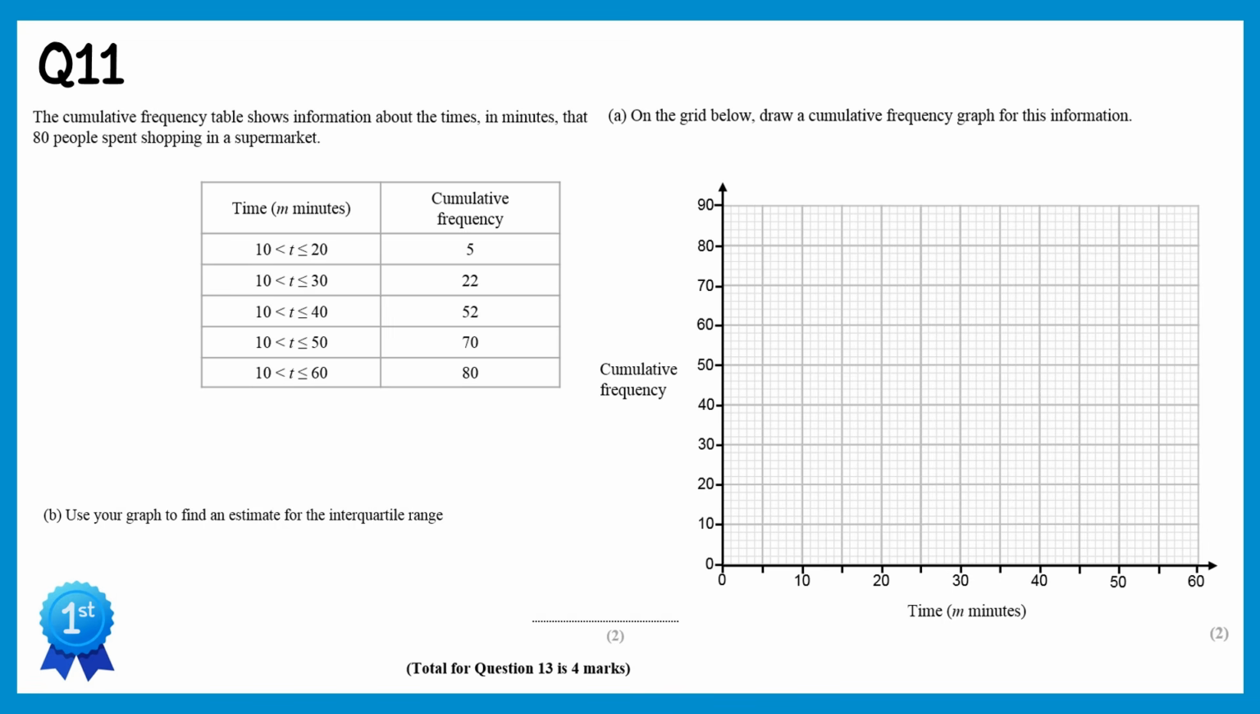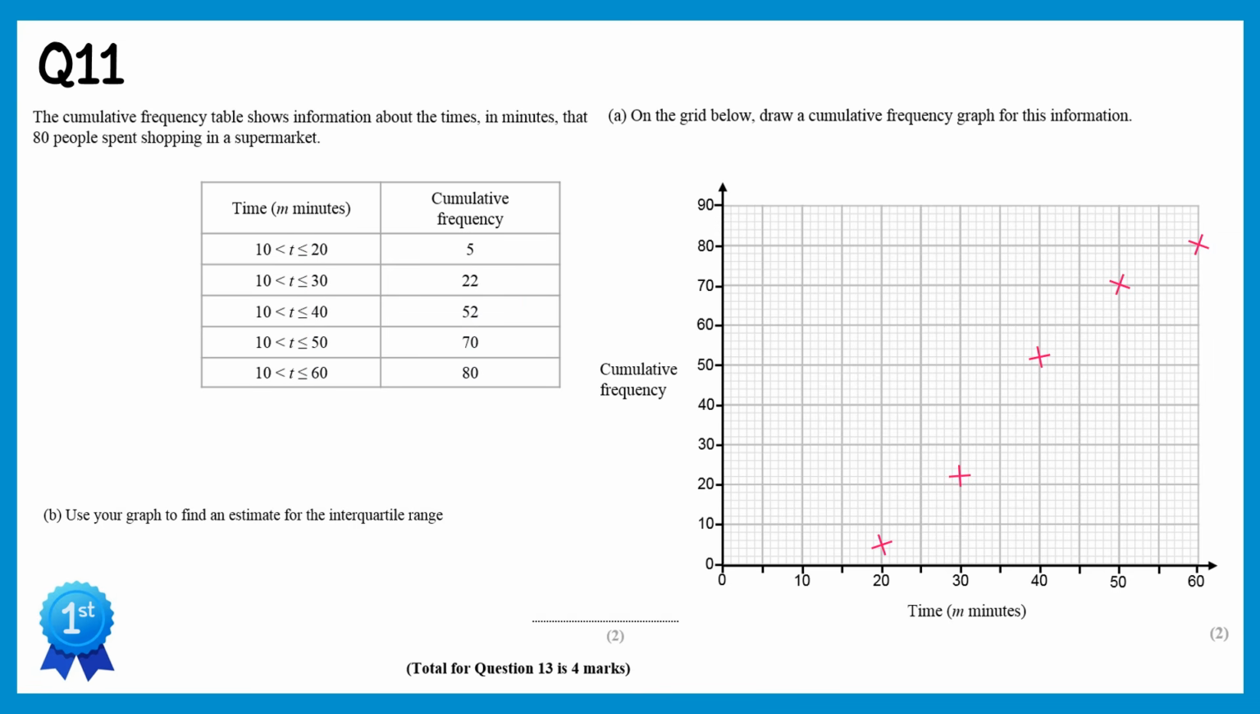To draw a cumulative frequency diagram, we plot the endpoint of each group marked here with the cumulative frequency. So the first one would go at 20 with a cumulative frequency of 5. That's here. The next one at 30 and 22. That's here. Then 40 with 52. Here. 50 with 70. And finally 60 with 80.